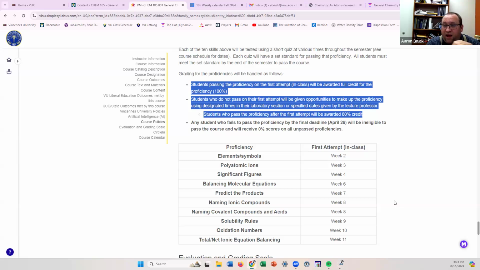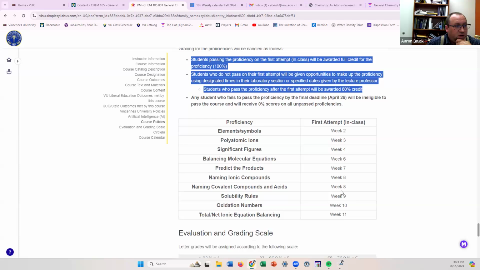Once you get it done after that first attempt, a passing score equates to an 80%. So that's the tiering. 100% for the first try, 80% for the second try. If you never pass it, obviously it's 0%, but you've got bigger problems. You can't pass the class anyway. The schedule for when these go down is right here.